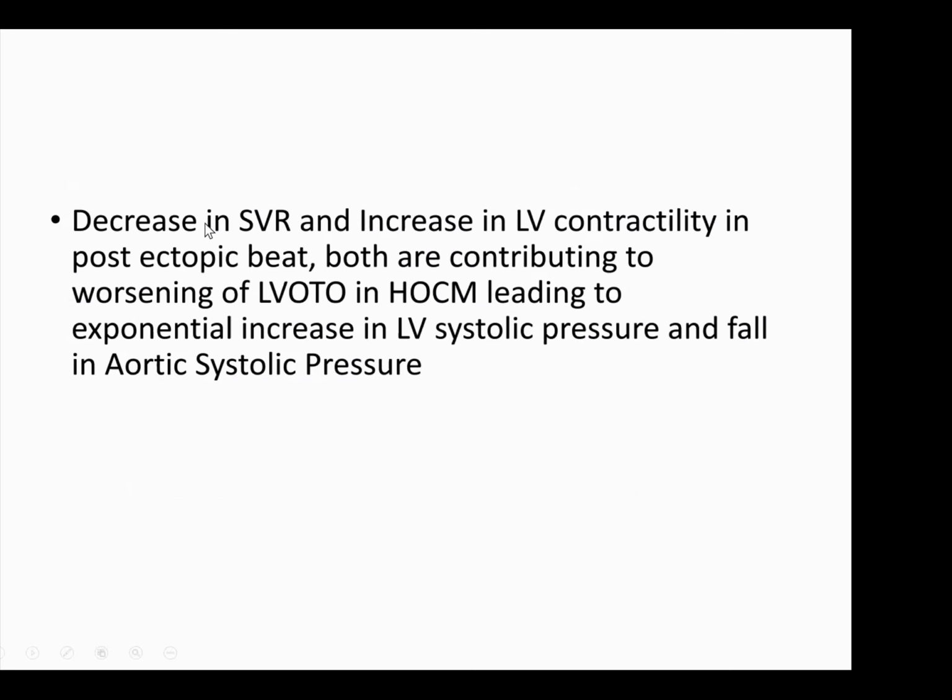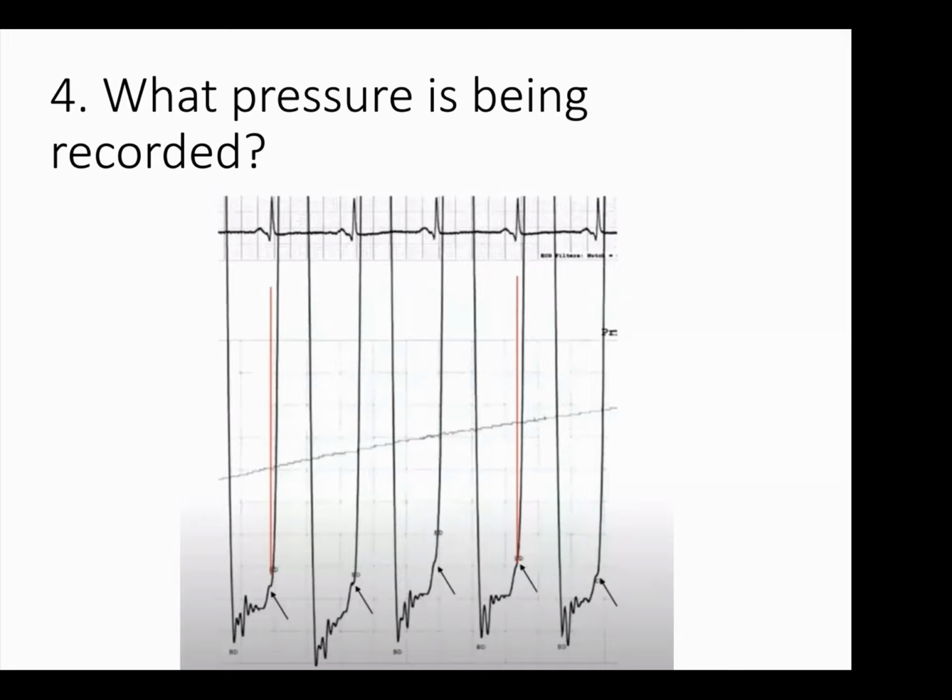So again, this decrease in the SVR and increase in the LV contractility, both are contributing to the worsening of LV outflow obstruction, leading to an exponential increase in the systolic pressure of the LV and a fall in the aortic systolic pressure. Okay. What pressure is being recorded here?